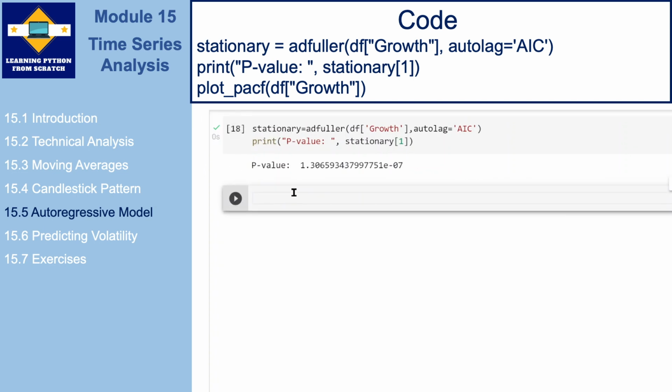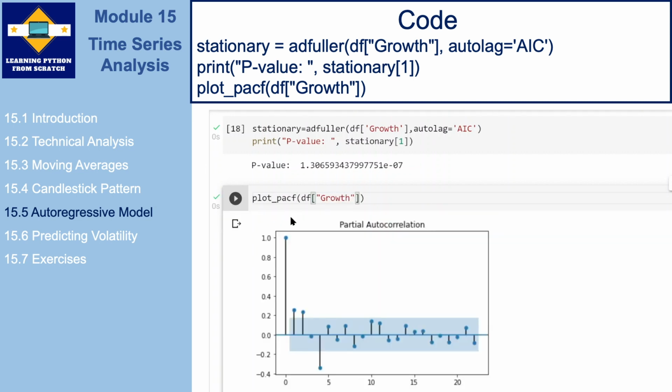We are going to plot the partial autocorrelation and find the order of the AR model using PACF. Here you can see that when the bar is above this rectangle, it means this is an autocorrelation. Here, it seems that the autocorrelation lasts to 4 periods.